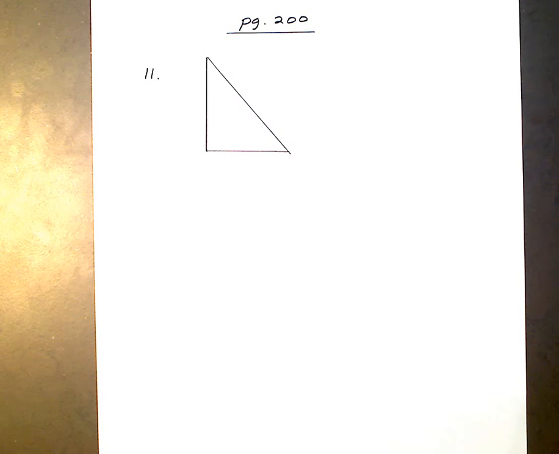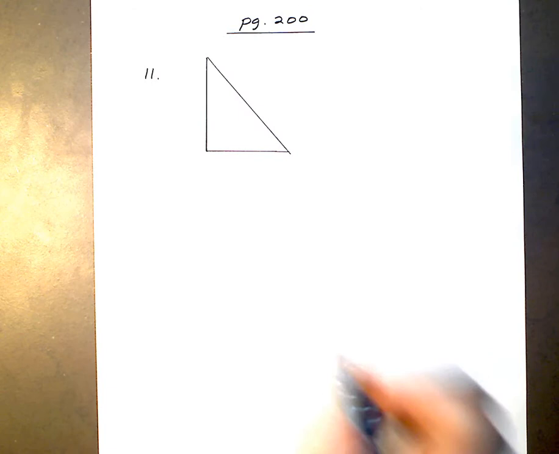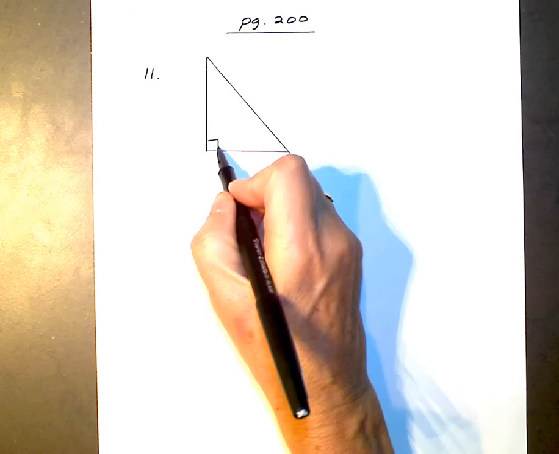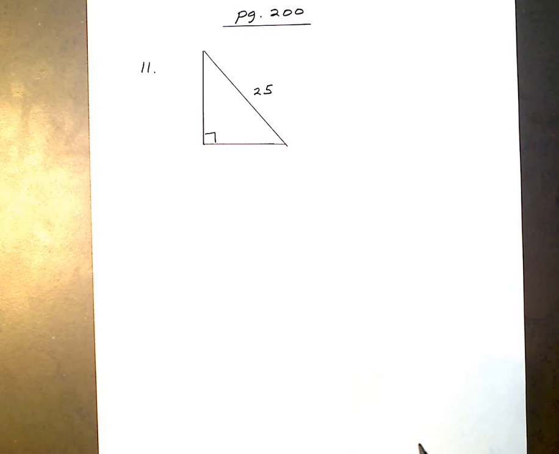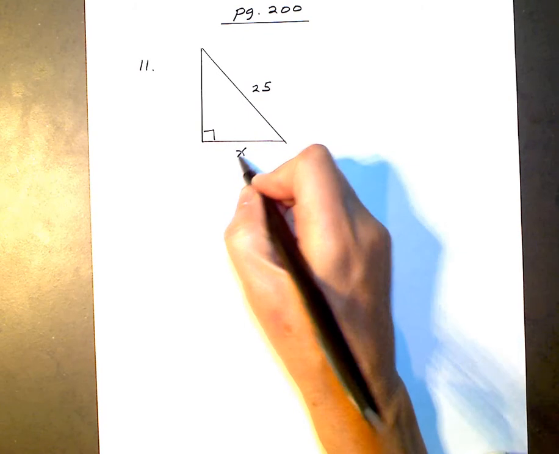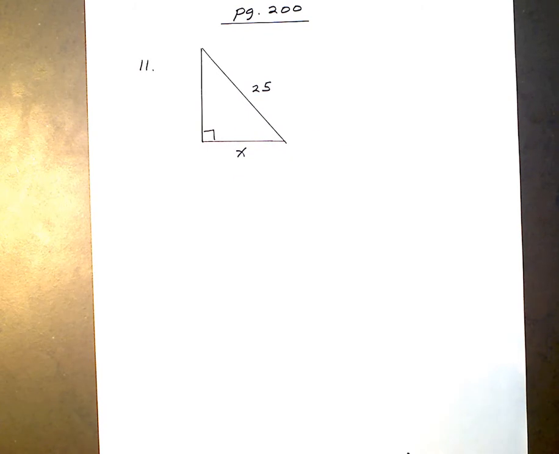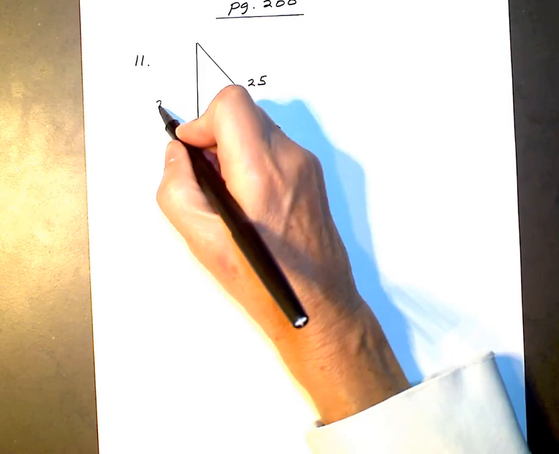This is problem number 11 on page 200, and what we have described here is the hypotenuse of a right triangle is 25 meters long. So this is our right triangle. The hypotenuse is 25 meters, and then it says the length of one leg is 10 meters less than twice the other. So if I make one of the legs x, then the other leg is 10 meters less than twice that, so 2x minus 10.